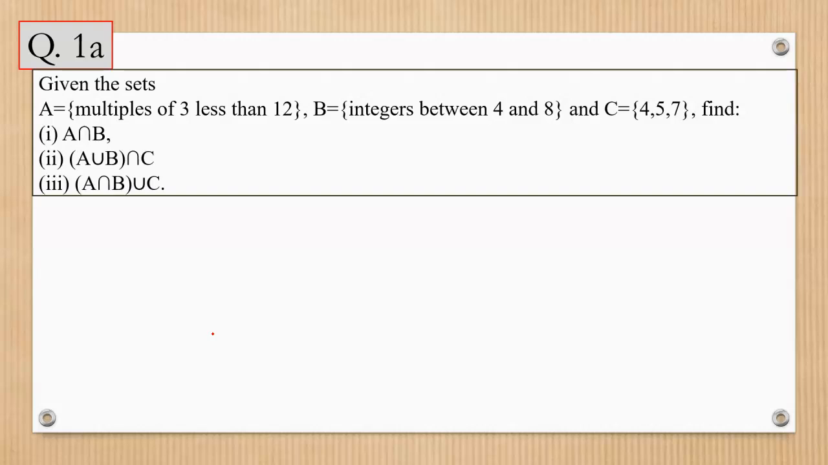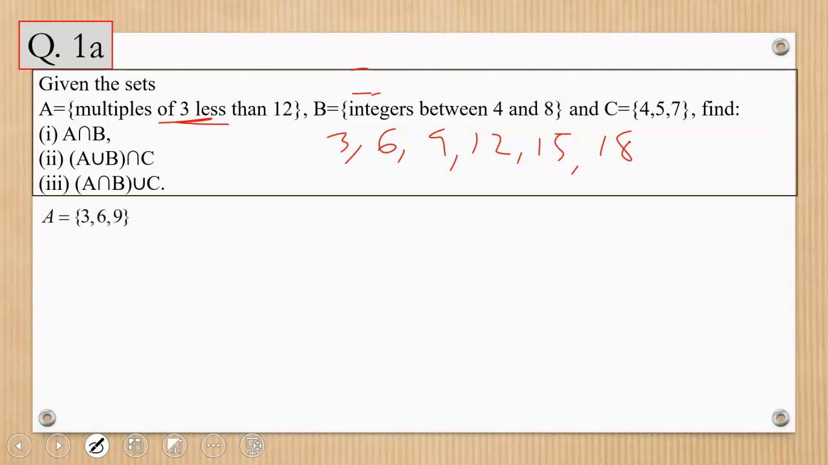Right. So first of all, we need to know the set of A. We have to list all the elements of A, and A says multiples of 3 less than 12, and we know multiples of 3 start with 3, 6, 9, 12, 15, 18, and so on. That's the multiples of 3. But you're looking at multiples of 3 that are less than 12, and so we can have only 3, 6, and 9. Again, B says integers between 4 and 8.